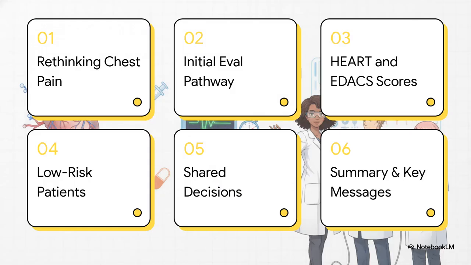Here is the structured journey we are taking today. 1. Rethinking acute chest pain. 2. Initial evaluation pathway. 3. Applying HART and EDAX. 4. Managing low-risk patients. 5. Disposition and shared decisions. And finally, 6. Summary and key messages.